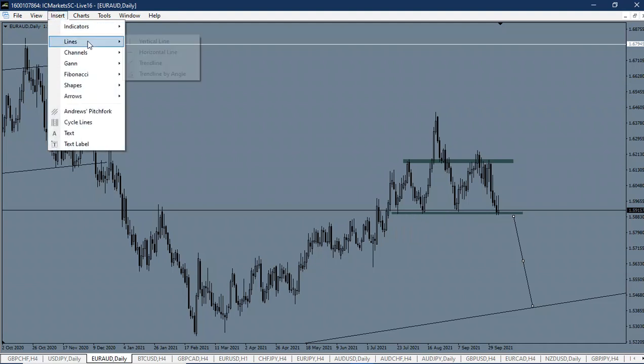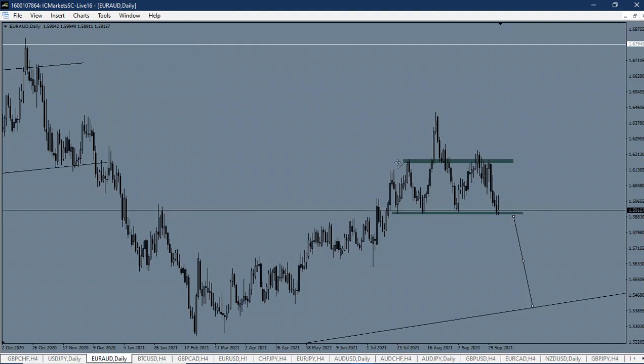So for this pattern to be validated, we're expecting this neckline to be violated, retested, then our sales will be ready, taking them to this point here. That's the first option. Second one, price may move back towards this point here to retest this level before coming down and dropping like this.